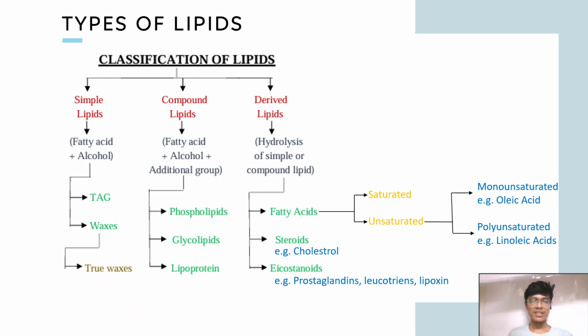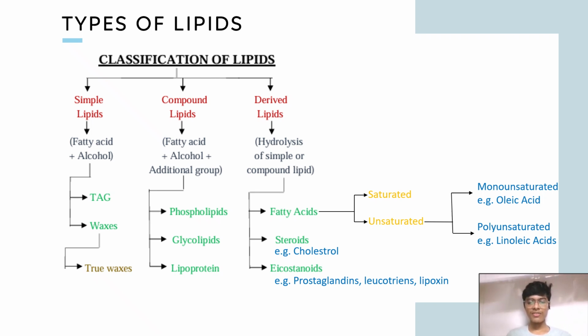The third type is derived lipids. Derived lipids are formed by the hydrolysis of some simple lipids or compound lipids. They are mainly fatty acids, steroids, and eicosanoids. The fatty acids are further classified into two types based on the double bonds in them. The saturated ones don't have any double bond in their carbon atom chain, whereas the unsaturated fatty acids may have double bonds between the carbon atoms.